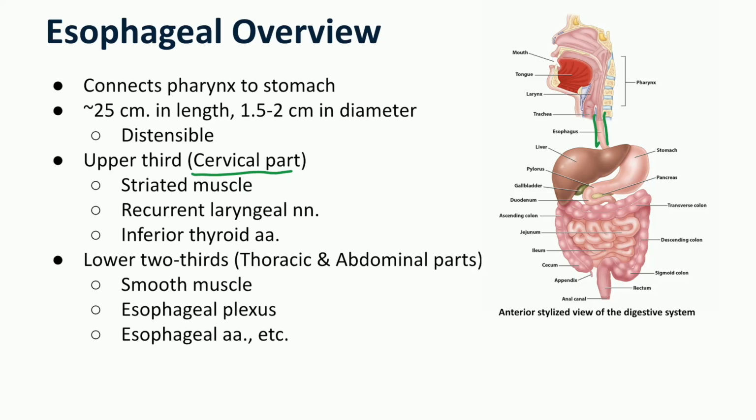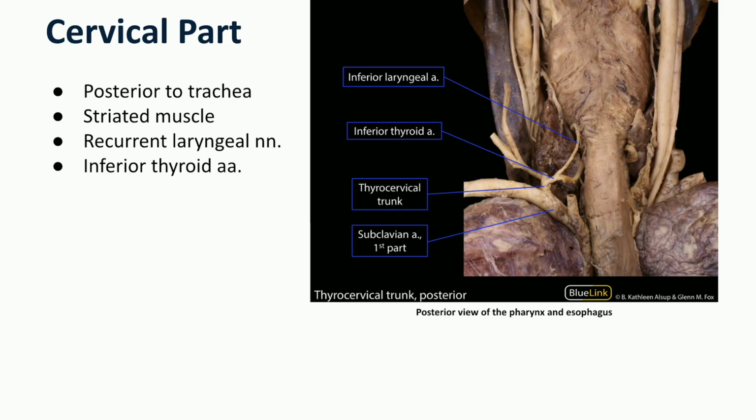The lower two-thirds of the esophagus consists of most of the esophagus, which is the thoracic part, as well as the smallest part, the abdominal part. Both of these are smooth muscle tissue that are under control of the esophageal plexus. This esophageal plexus is also from branches of the vagal trunks, which come from the vagus nerves, and this region is supplied by the esophageal arteries, as well as additional branches from other surrounding thoracic branches.